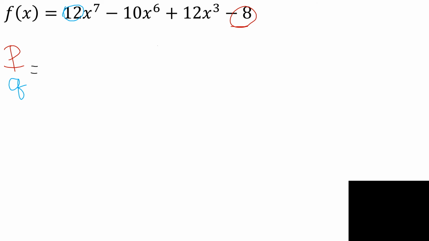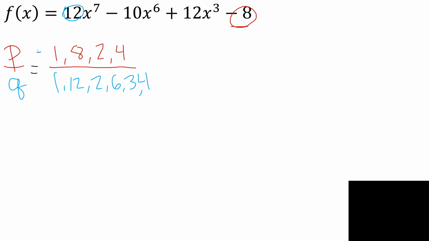So the first thing let's start with is our factors of 8. So for 8, we have 1 and 8, 2 and 4. And then for 12, we have 1 and 12, 2 and 6, 3 and 4. So this is saying that we are going to take every single term P divided by every single term Q. So strap in, this is going to take a hot minute. And they're all going to be plus or minus. It's an important first step.